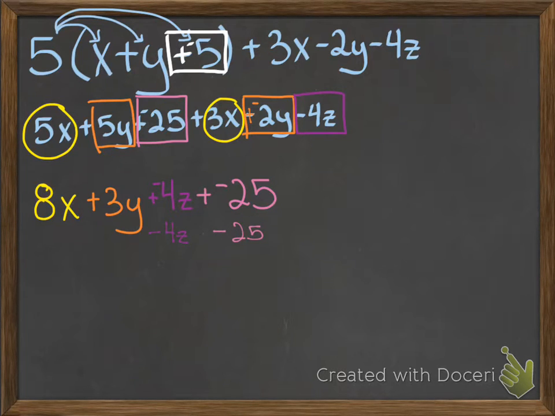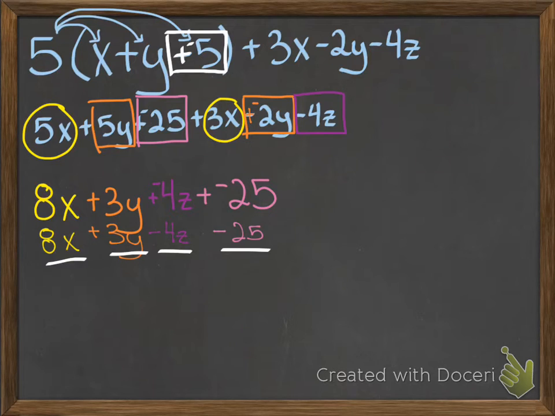So I'll just complete this. Change those, so 3y and then 8x. Okay, so you have either 8x plus 3y plus negative 4z plus negative 25, or 8x plus 3y minus 4z minus 25. Those are the same thing. All right, and then from here you can say, okay, I have so many terms, so many constants, so many coefficients. So how many terms? 1, 2, 3, 4 terms.